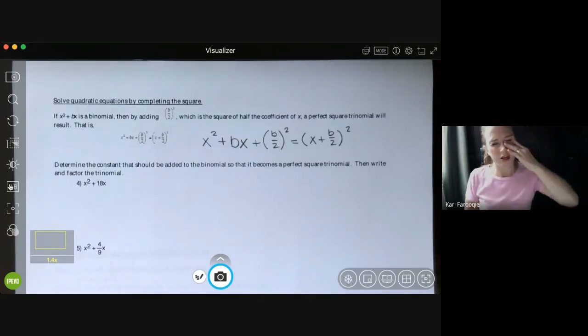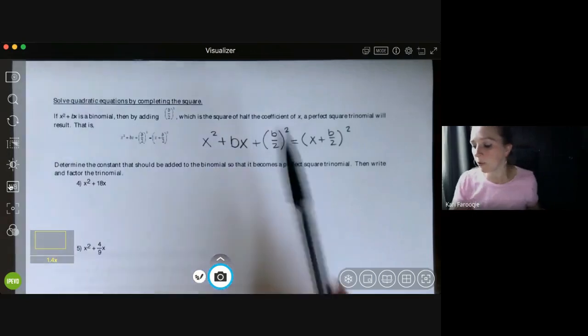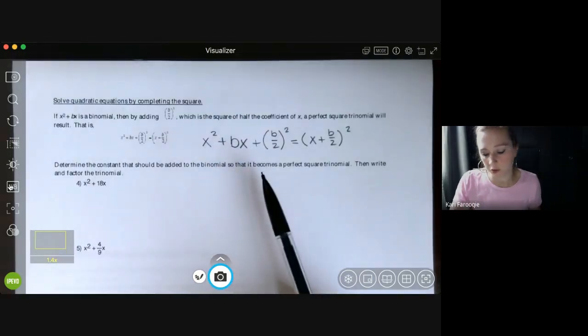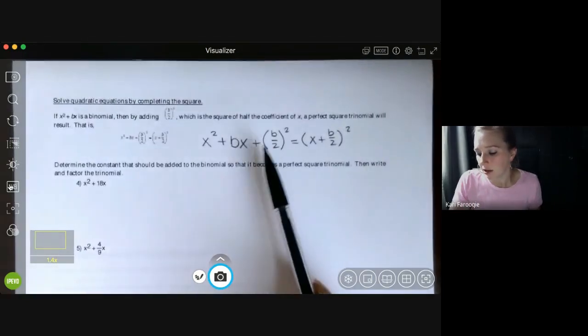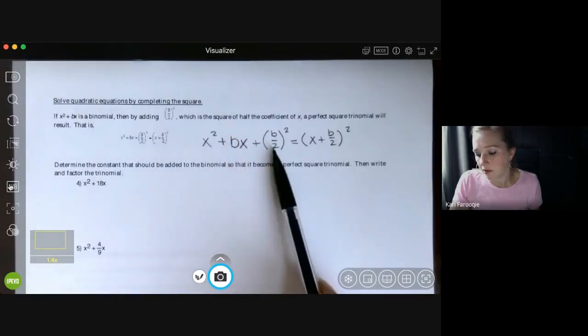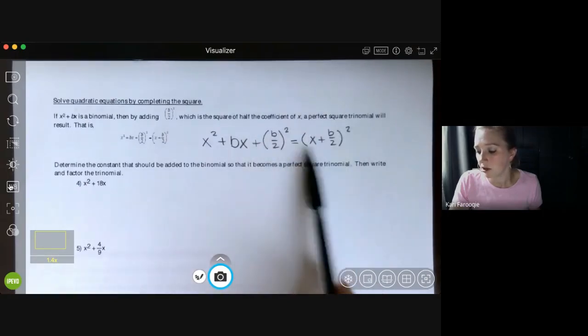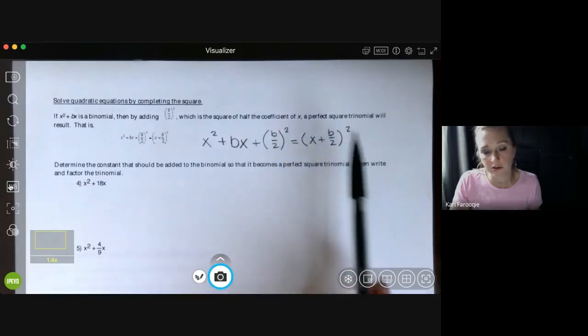Back when you were in intermediate algebra, you learned how to factor perfect square trinomials. That's really what we're going to be doing here. We're going to be creating perfect square trinomials. We're going to do that by taking half of the coefficient of the middle term and squaring it. And we're going to add that to both sides of the equation. Now, when we do that, we're going to get a form that when factored looks like this.